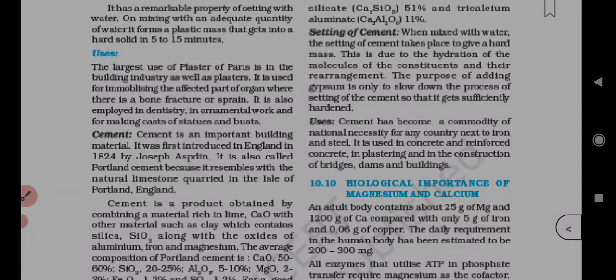So cement में क्या क्या होता है? Cement is a product obtained by combining a material rich in lime, CaO, with other materials such as clay, which contains silica. Clay contains silica, right? Silica along with the oxides of aluminium, iron, and magnesium. तो क्या क्या होता है?